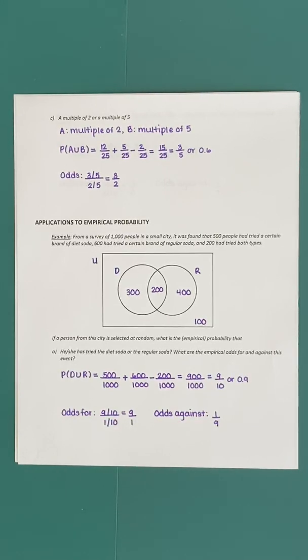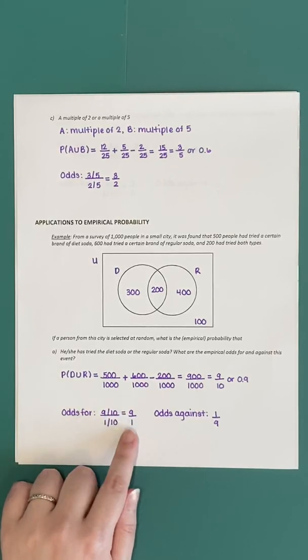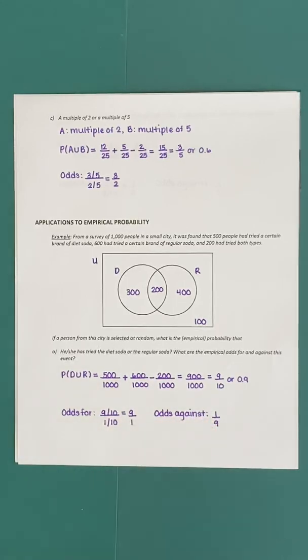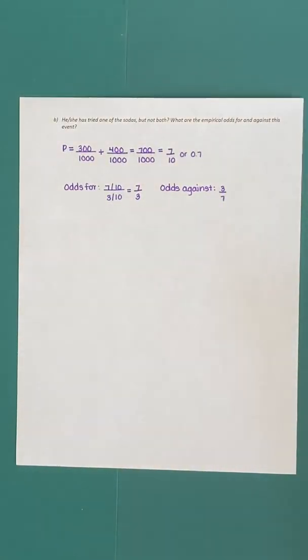Now, once we have the odds for the event, remember odds for and odds against are going to be reciprocals. So if the odds for are 9 to 1, then the odds against are going to be 1 to 9. Okay, let's look at one more, and then we will be finished with this section. So what's the probability that a person has tried one of the sodas but not both? And then what are the odds for and against this event? Okay, one of the sodas but not both. In other words, just the diet soda or just the regular soda.